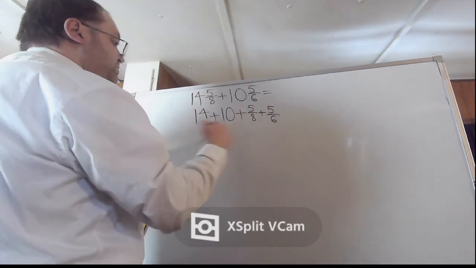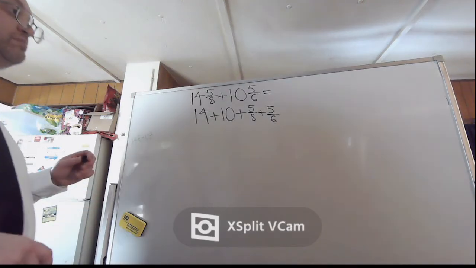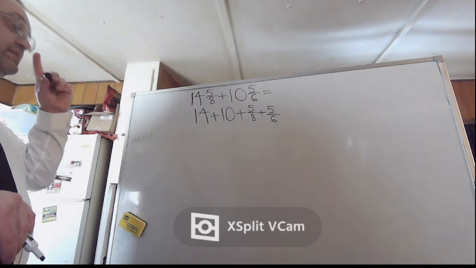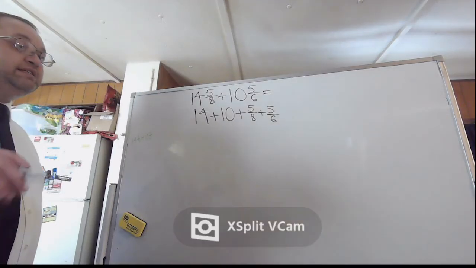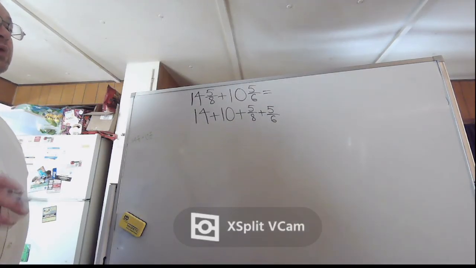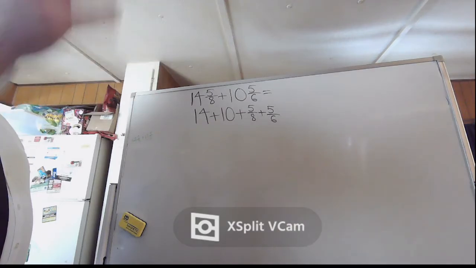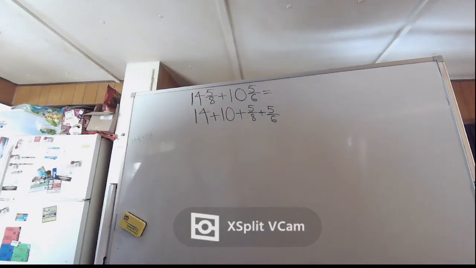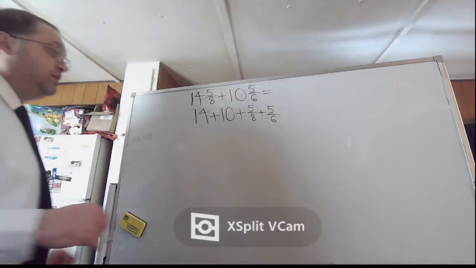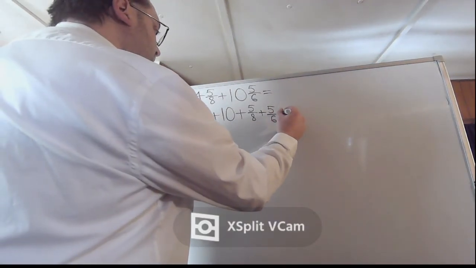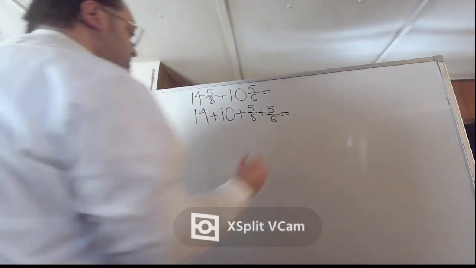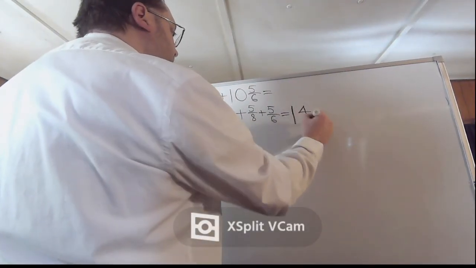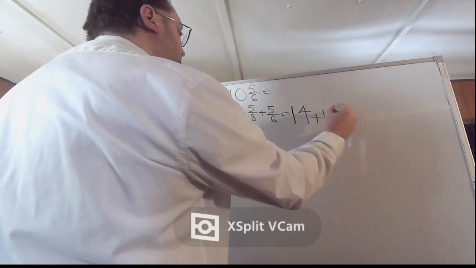Alright, so we've separated our fractions and whole numbers. Now we need to add the fractions. So 6 is not a factor of 8. We need to find the least common multiple. Well, we can go ahead and work through the least common multiple part, but I can tell you the least common multiple of 8 and 6 is 24. So we need to convert these into 24 for the denominator. So you'll have 14 plus 10.